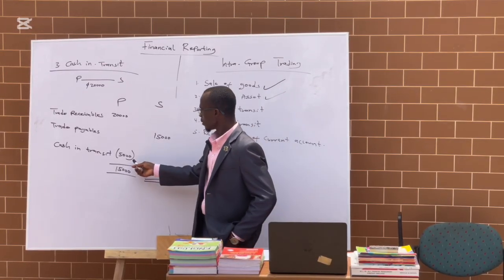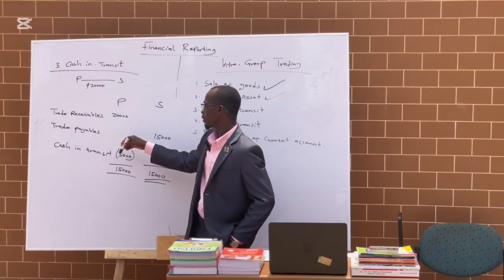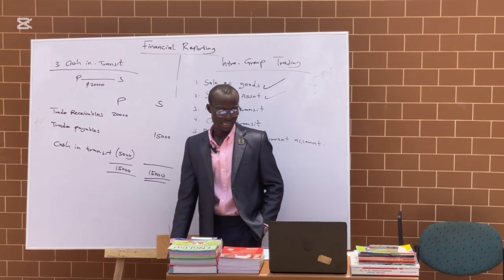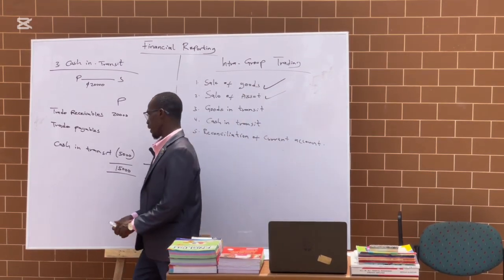When it comes to the cash, since we are the one receiving this amount, you need to go and add it to our cash. Then you come and subtract the 15,000. So let me write it so that you get it right.